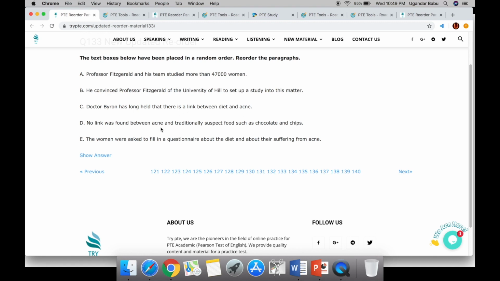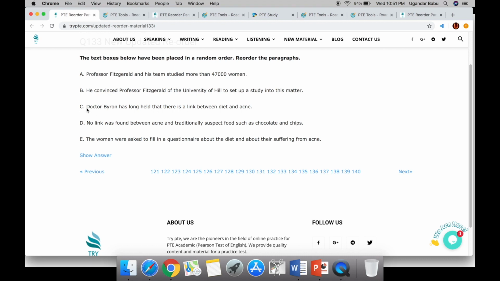No link was found between acne and traditionally suspect foods such as chocolate and chips. Here we have already seen there is a link. So the link is introduced there, and here more information is given about the link. So this cannot be the independent sentence because it can be the supporting sentence for that sentence. The women were asked to fill in a questionnaire. This sentence should be the supporting sentence for the study sentence because here the team is studying the women, so they are asking the women to fill the questionnaire. So this sentence should come next to that. So finally it is concluded that the Dr. Byron sentence is the independent sentence.